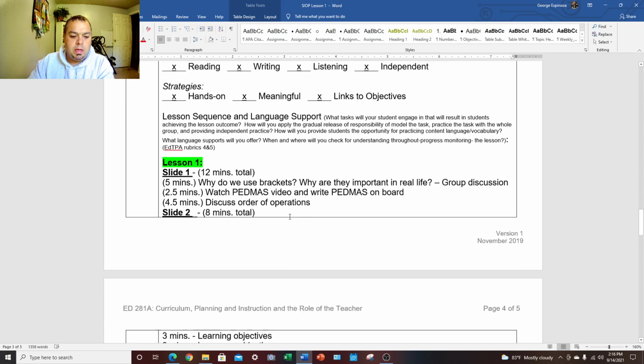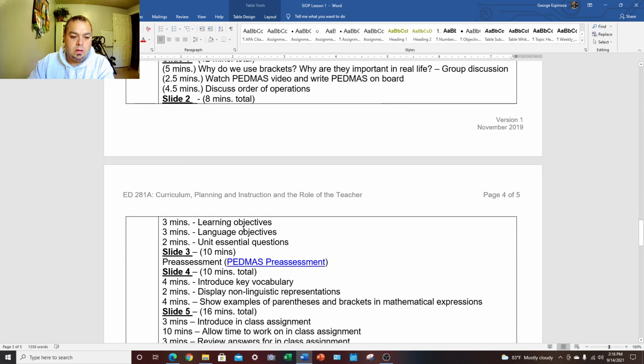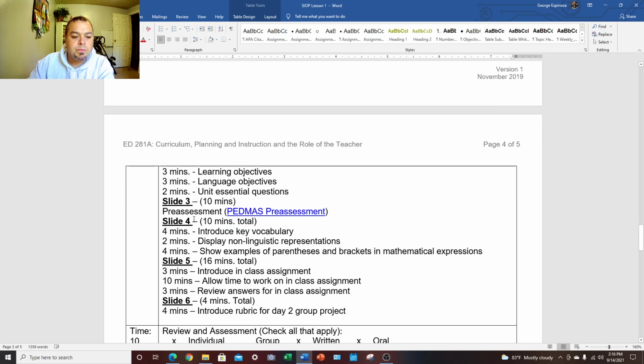The second slide would be an 8-minute total. 3 minutes we would discuss the learning objectives, another 3 minutes the language objectives, and 2 minutes the essential questions. In slide 3 we would take the pre-assessment, which can be found on splashlearn.com, as you can see here. They click on this and each student has a pre-assessment where the results are live, in real time. They would take that on their tablet or computer.